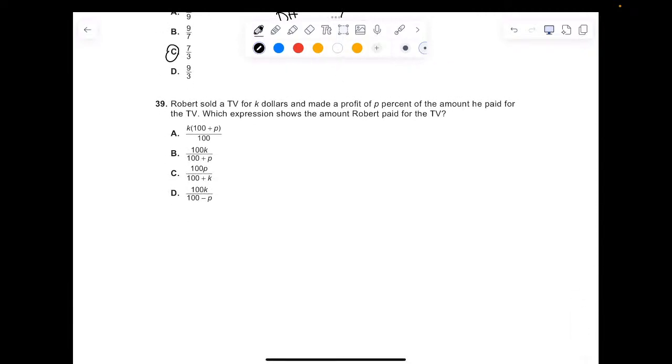Robert sold a TV for K dollars and made a profit of P% of the amount he paid for the TV. Which expression shows the amount Robert paid for the TV? He sold a TV for K, and he made a profit of P. Profit is made a profit of P% of the amount he paid for the TV. How much did he pay for the TV?